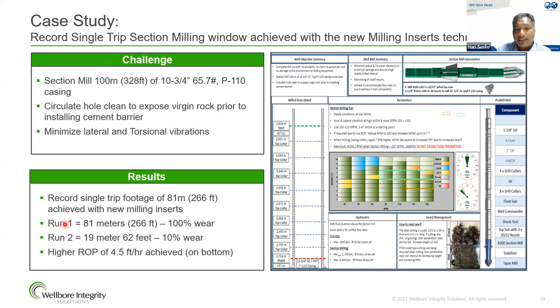Run one is 81 meters with 100% wear, which is normal for me. 100% wear and made 81 meters, that's fantastic. Run two was only 19 meters, basically milling the remaining casing, with 10% wear. That's fantastic, the way I see it, compared to the old model currently on the market. The top ROP during milling went up to 4.5 feet per hour. That's fast for a section milling job.